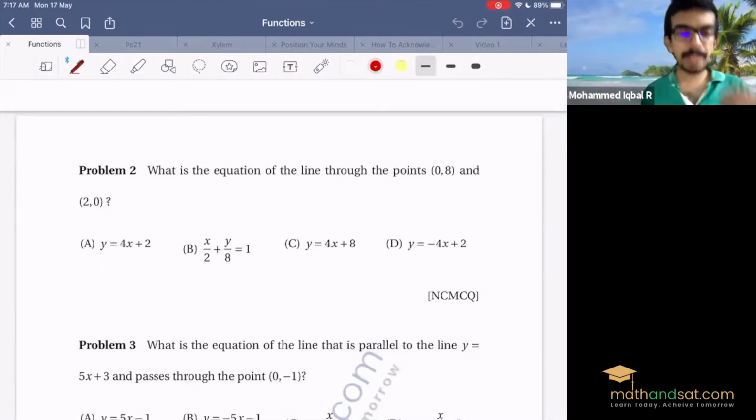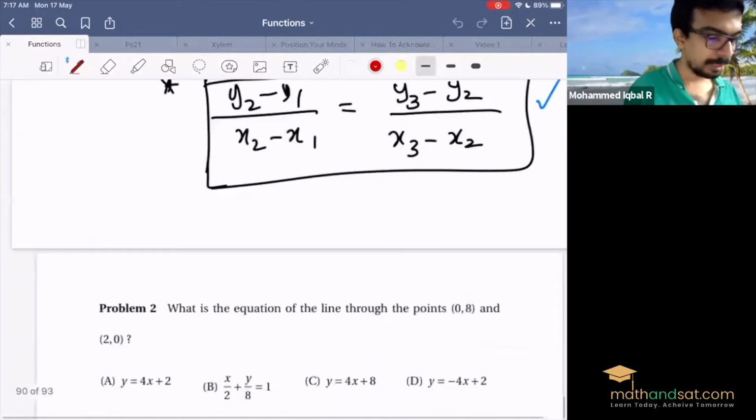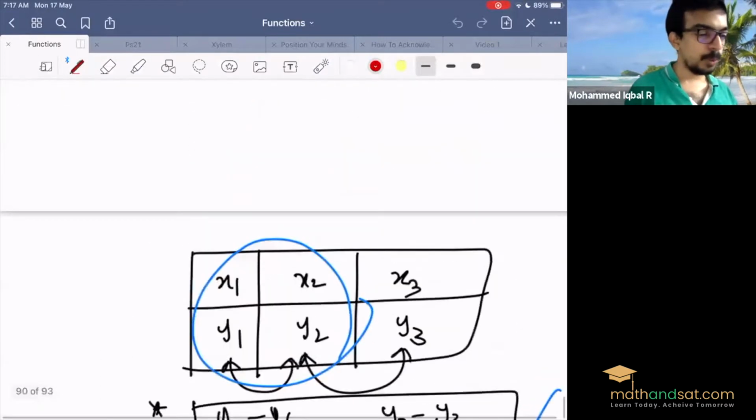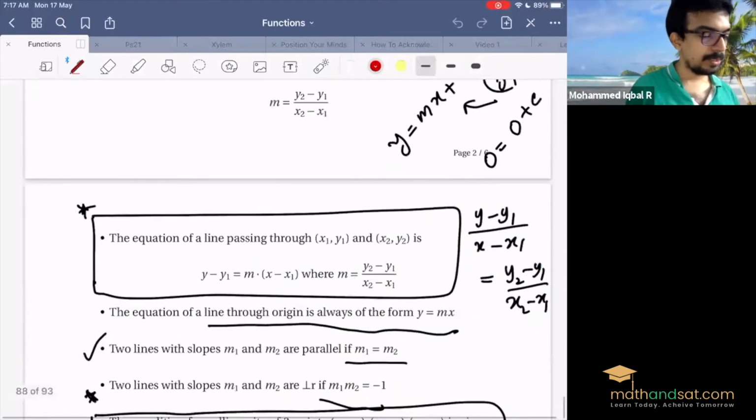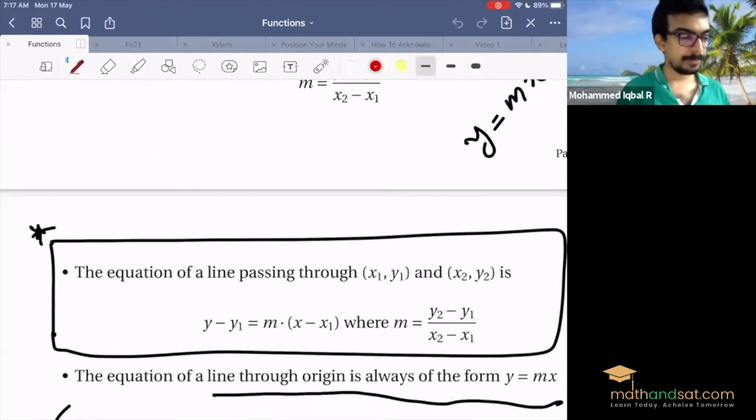In the previous class, I told you how to find the equation of a straight line when 2 points on the line are given. This is the equation of the line: y minus y1 is equal to m times x minus x1. m is nothing but delta y over delta x. The slope is delta y over delta x. So if you know 2 points, you can definitely find the equation of a straight line.